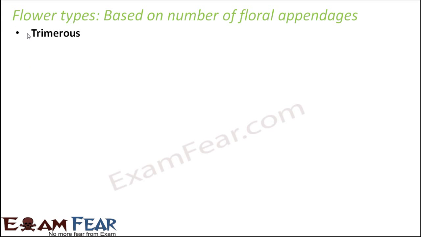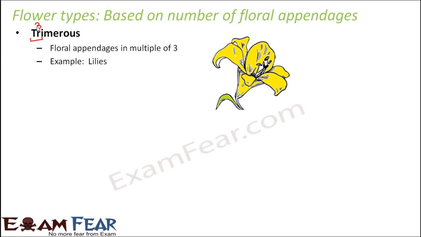Nothing much to explain. Tri means three. So they have floral appendages in multiples of 3. For example, lily. So when I say floral appendage, I am talking about the floral parts, maybe the petals. So here how many petals do you have? 1, 2, 3, 4, 5, 6, which is a multiple of 3. So this is a trimerous flower. Quite simple, right? Now, trimerous flowers can have 3 appendages. They can have 6 appendages. Again, they can have 9 appendages. Right? So, anything in multiples of 3.